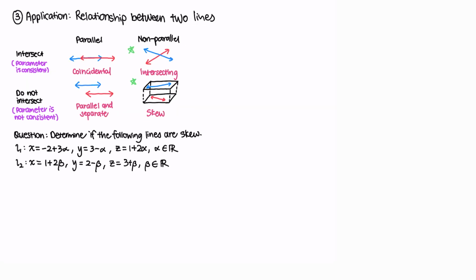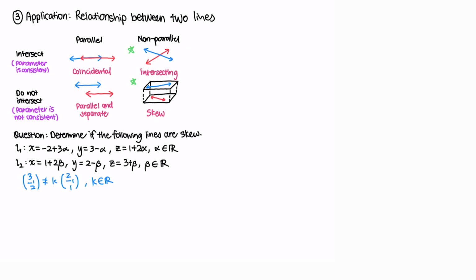Determine if the following lines are skew. We have two lines over here with two parameters, alpha and beta. So what I want to do is first find out if the lines are parallel. Let's look at the directional vectors. The directional vector here is just (3, -1, 2). You can convert the line into vector form if it helps you to see better. And now we have the second line, the directional vector is (2, -1, 1). And we can see that this is not true. Hence, the lines are non-parallel, so it's one of these two.